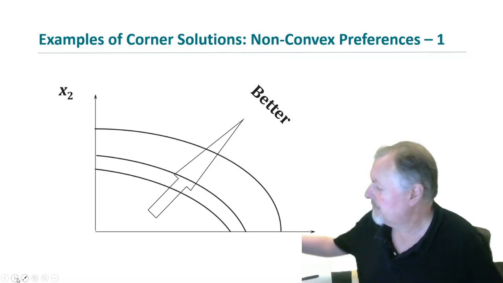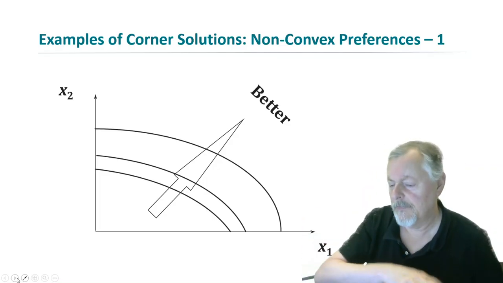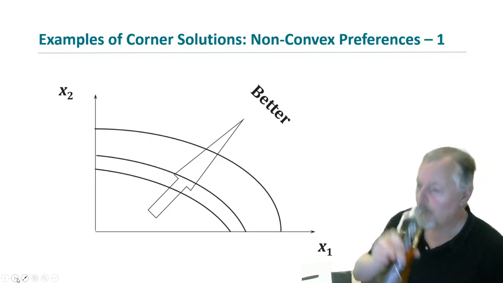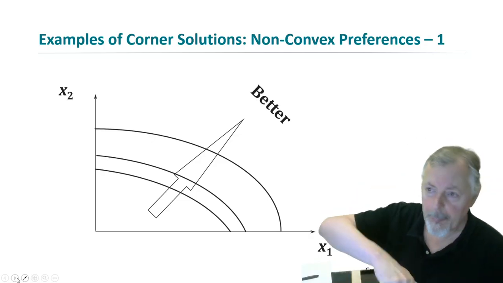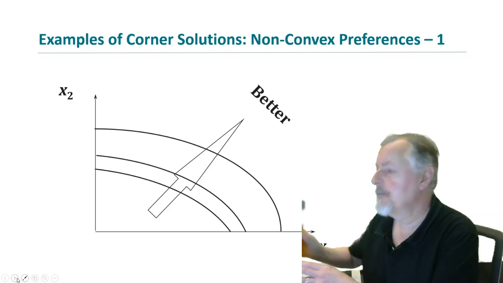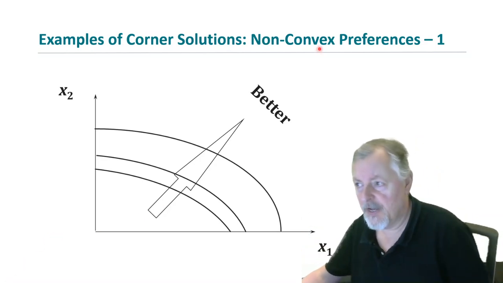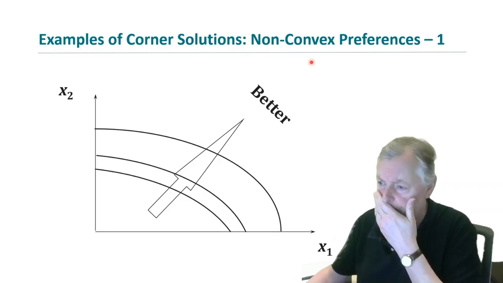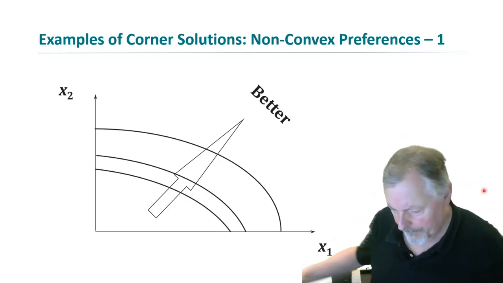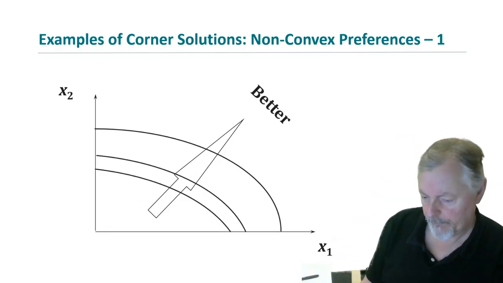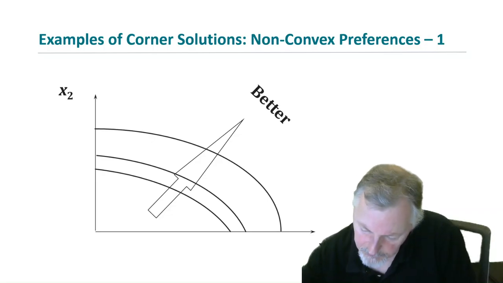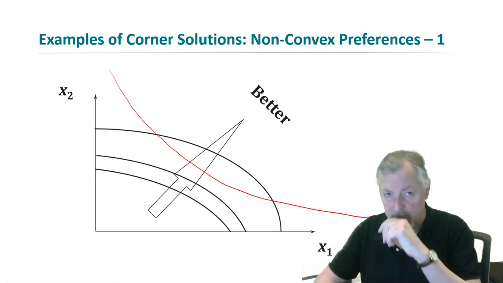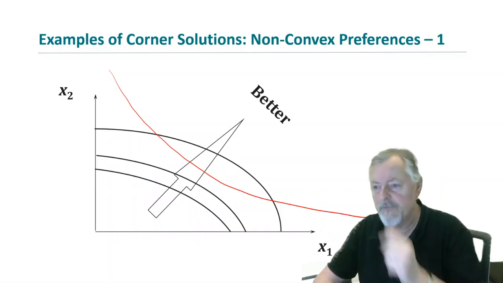Here's another example of preferences that are not well behaved. These are preferences that are non-convex, but what does that mean? What's the real world interpretation? Imagine that the indifference curves went that way. Just ignore the black ones for the moment. This is a convex preference.